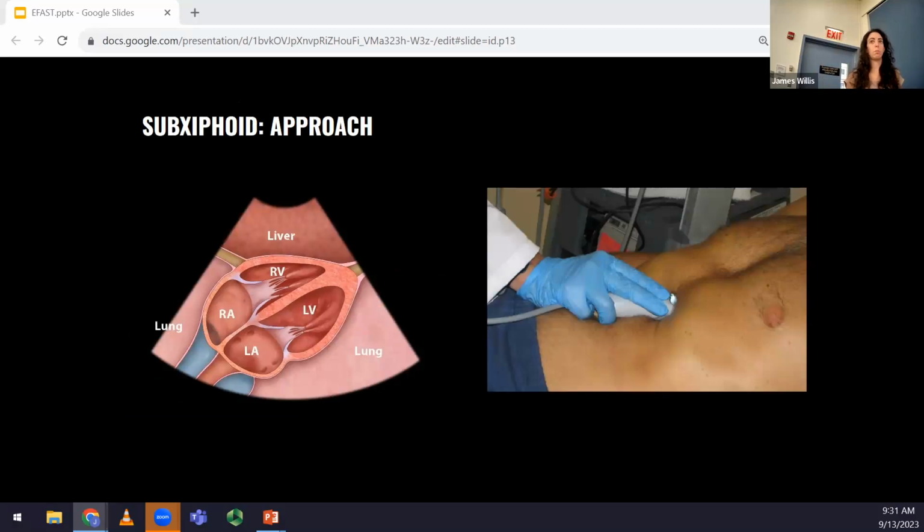Subxiphoid. I'm going through these images in the typical way that you would if a patient came in unstable with blunt abdominal trauma. Think critically. If your patient has a stab wound to the left chest, you're probably going to do your subxiphoid view first. It's going to be subxiphoid and pneumothorax evaluation first.